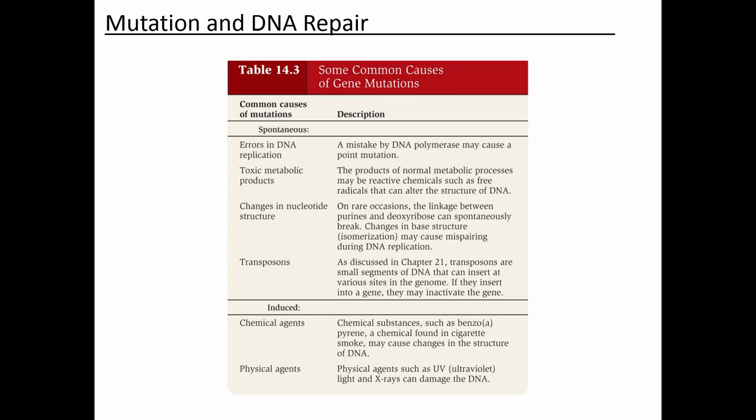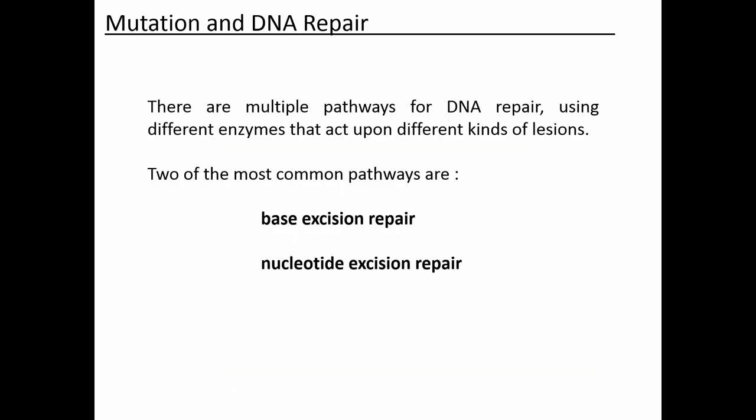And then there's also obviously things that can cause mutations that are in the environment, things like UV radiation, cigarette smoke, which most people are aware of, and other types of chemical agents that can cause changes to the nucleotide sequence of DNA. Okay, so those are some of the causes of mutations.